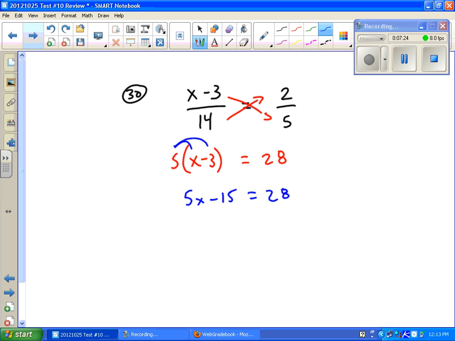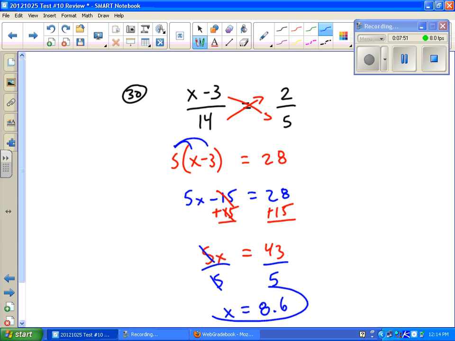Then undo your minus 15 by adding 15 to both sides. You add 15 to the left, you have to do the same thing to the right. 5x, these will cancel out, equals 28 plus 15 is 43. And then 5 times x means you divide by 5 to cancel it out. You divide the left by 5, you need to divide the right. These will cancel. X equals 8.6. We got another decimal value. X equals 8.6. And that's the end of test 10 study guide.